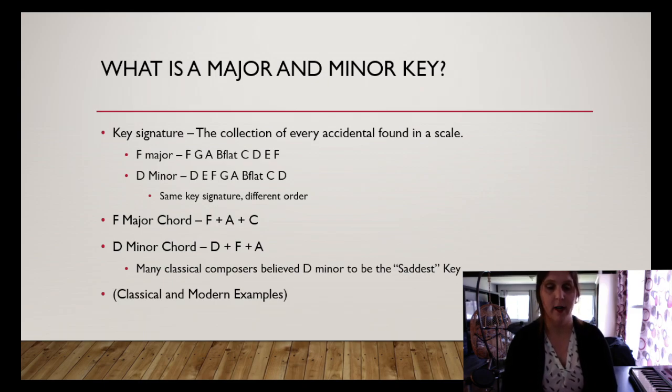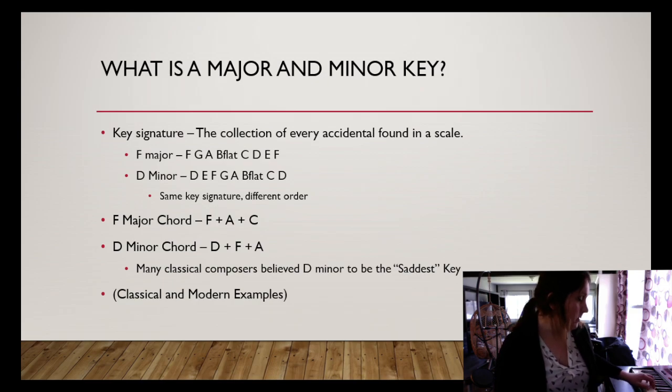So I've chosen a couple of keys, one major and one minor, to touch upon here real quick to demonstrate exactly what the difference is. The signature I've chosen is F major and D minor, and I'm going to play them right now for you. The first one is F major. Now the D minor is the exact same key signature, it's just starting on a different note in the scale.